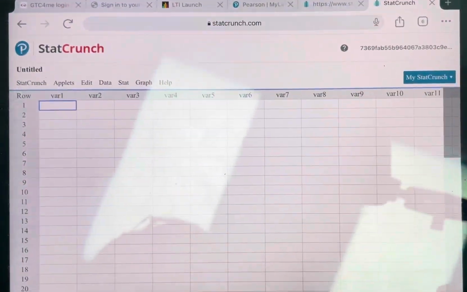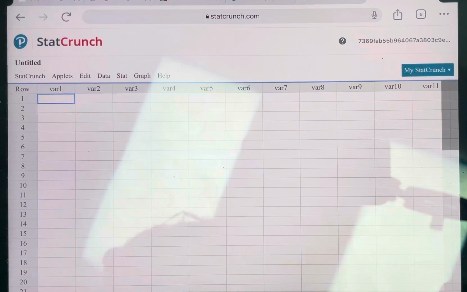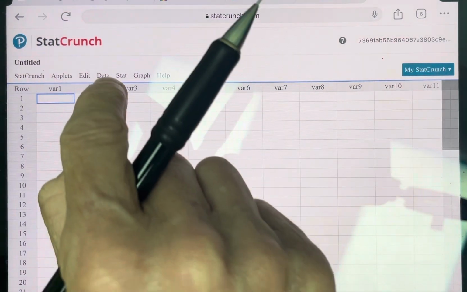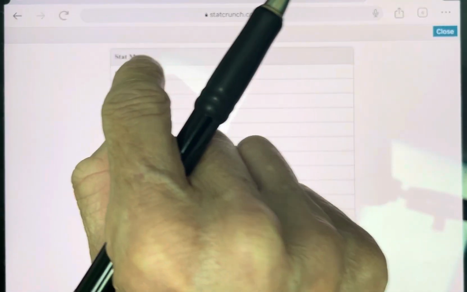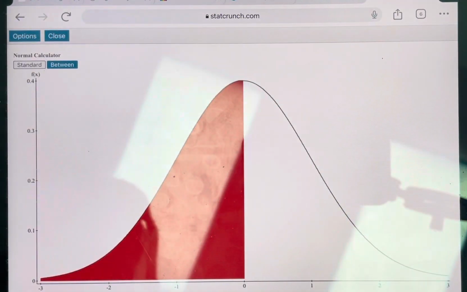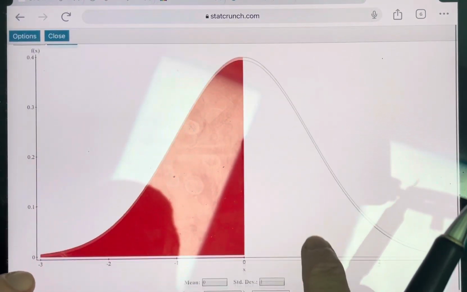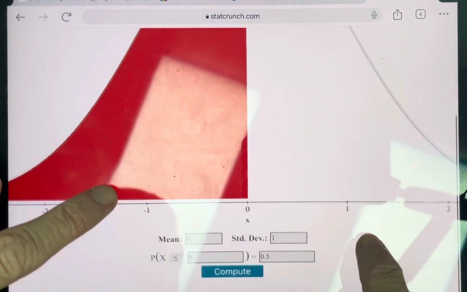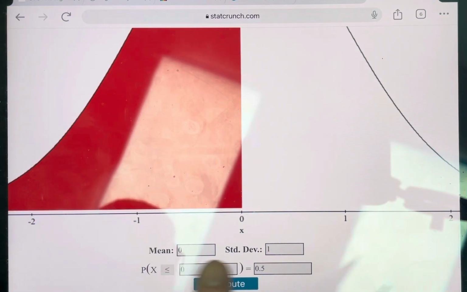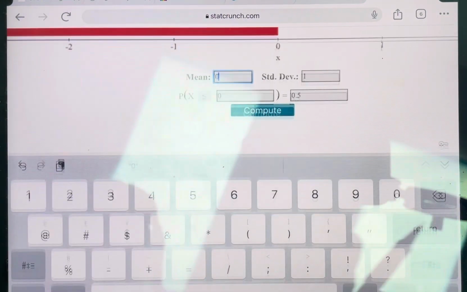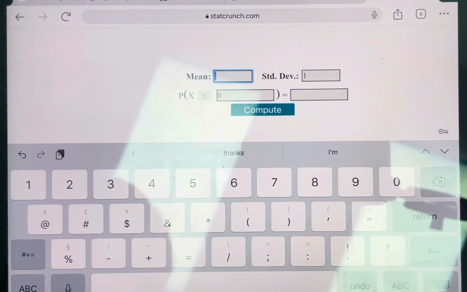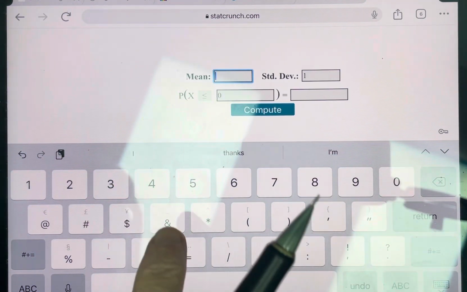So let's go to a fresh StatCrunch sheet, and let's get into our normal calculator. Stat, calculators, whoops, I have to press it again, and then Normal. And we've got the default. The default gives us a mean of 0, standard deviation of 1. Well, we're going to change that. We want to use our data. Our mean is 516.